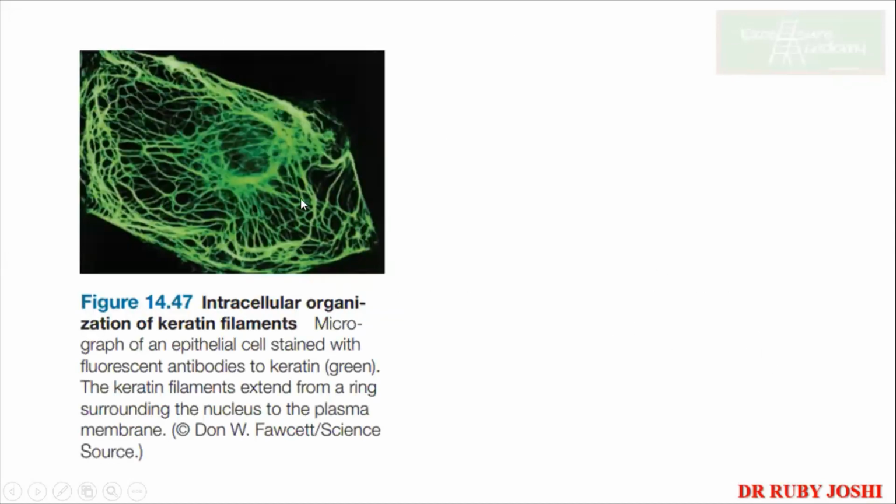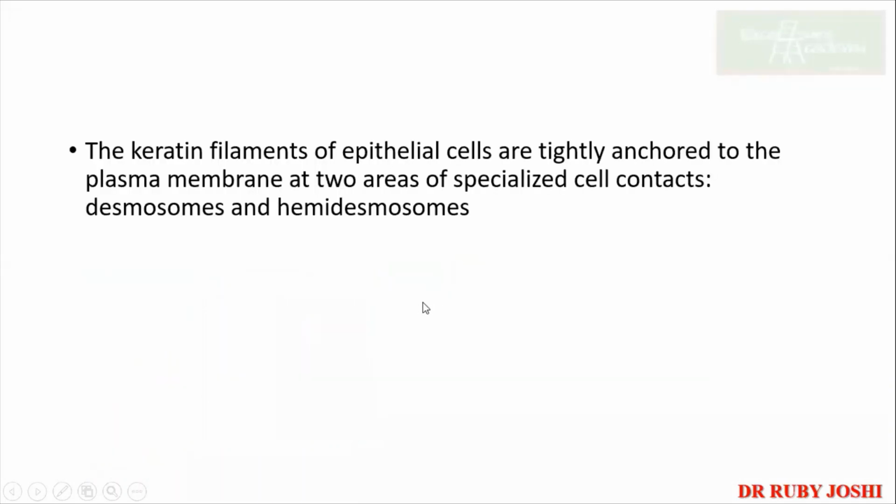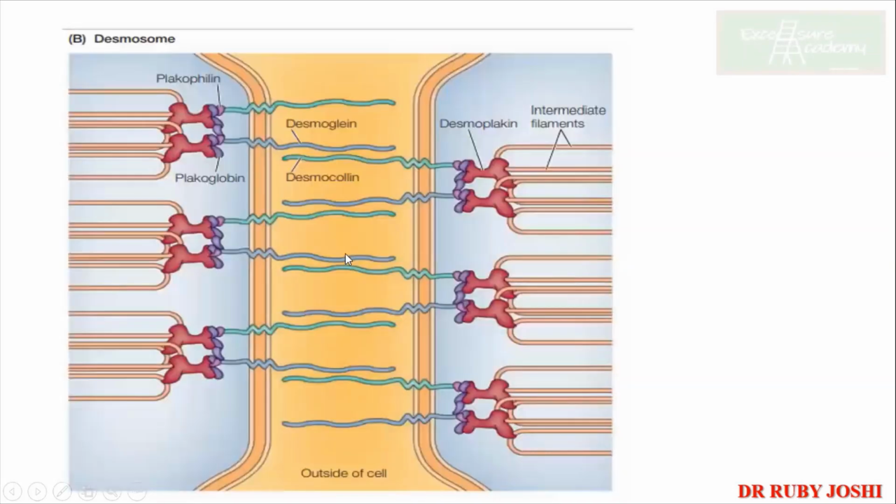So here again, antibodies are used against the keratin filaments, and you can see that the entire place it is present. This is of the epithelial cell. Okay. So the keratin filaments of epithelial cells are tightly anchored to the plasma membrane at two areas of specialized cell contacts known as desmosomes and the hemidesmosomes. Okay, from here it will be a little complicated. So here also it is just the introduction. Okay, desmosomes and hemidesmosomes. We will be doing this in detail in the upcoming lectures.